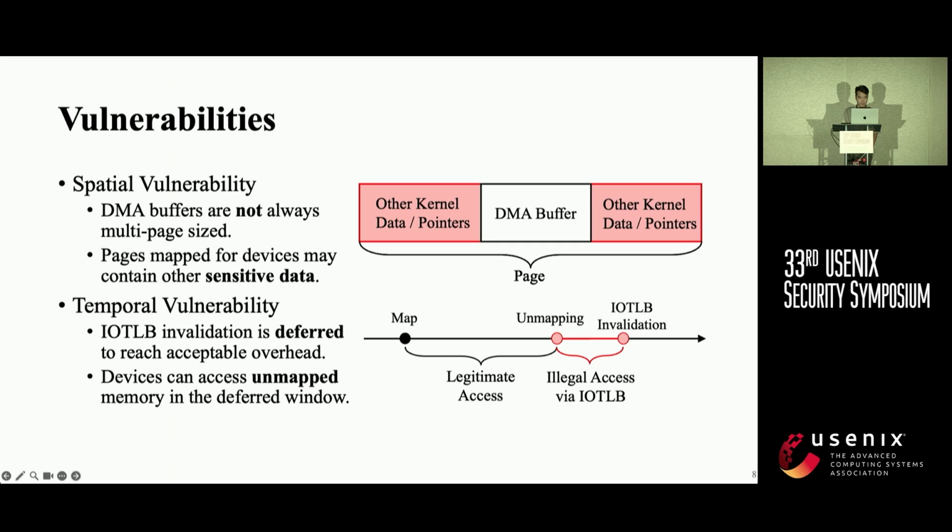The IOMMU also uses an IOTLB to accelerate address translation. But the invalidation of the IOTLB is usually batched for acceptable performance. This creates a time window after a frame is unmapped, during which the mapping still resides in the IOTLB. It allows the peripheral to access the unmapped memory region. We call this temporal vulnerability.